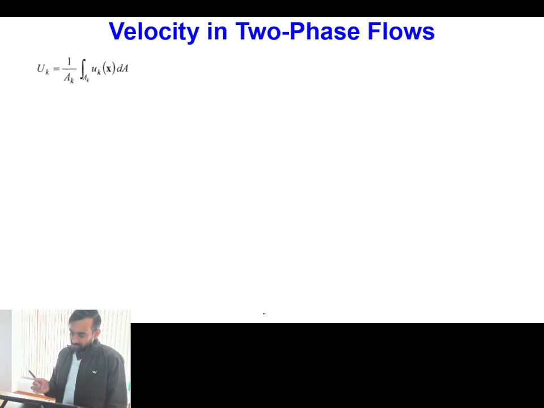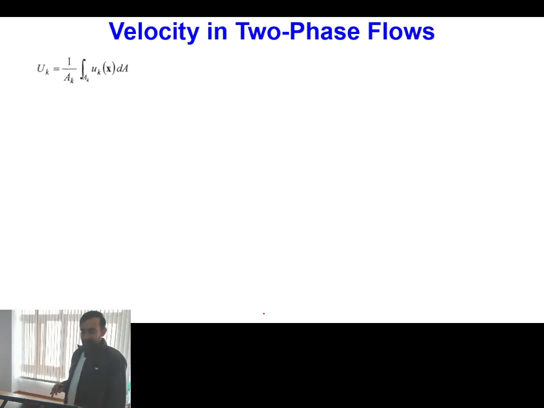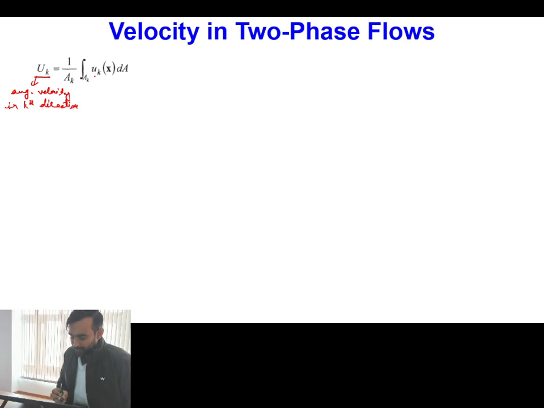Okay, so let's discuss a little bit of the mathematics. What are the primary measurements which we need to do? Capital U_k is the average velocity in the kth direction, and this is equal to 1 by A_k, where A_k is the area of the cross section in the kth direction, and the integral over the area of u_k(x) dA.